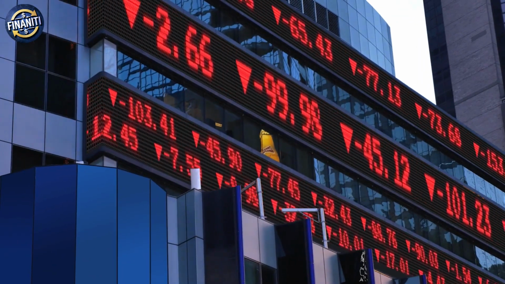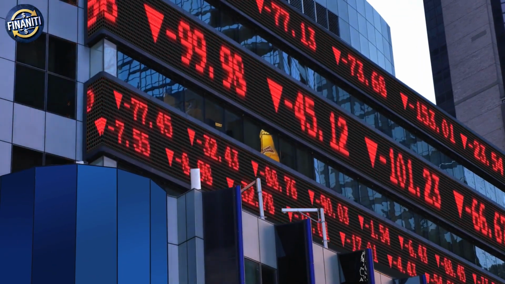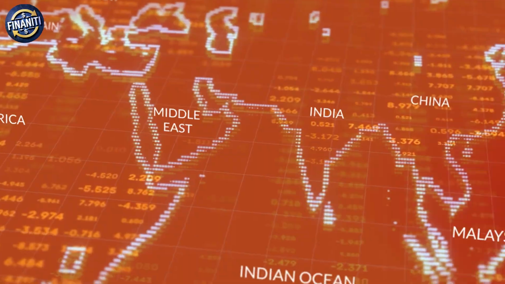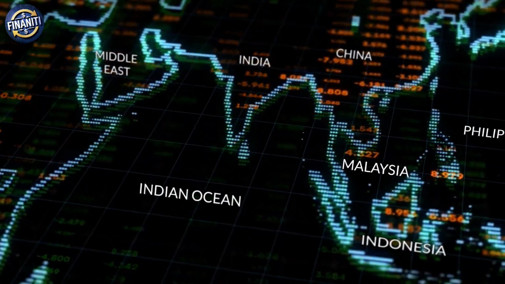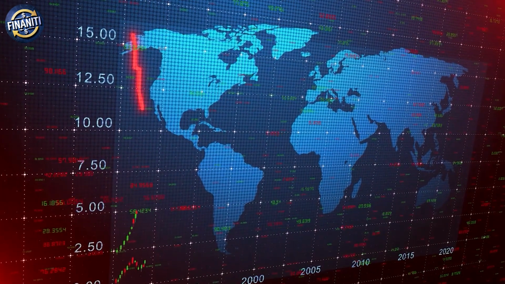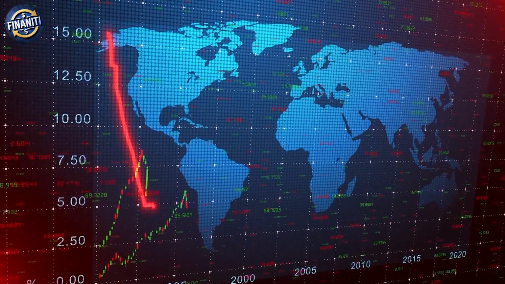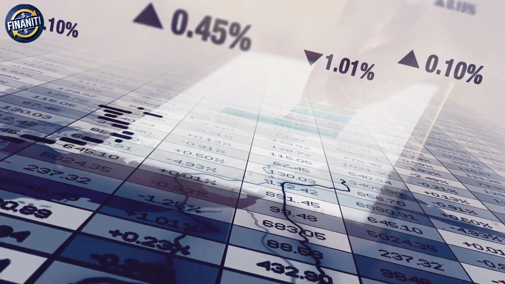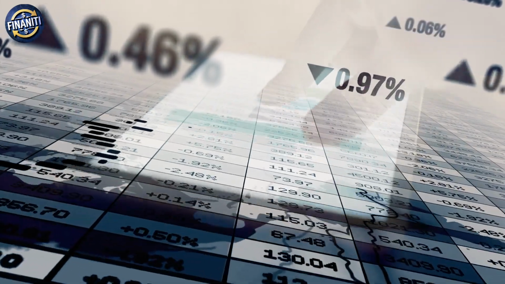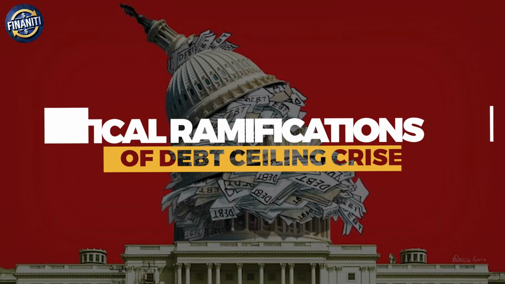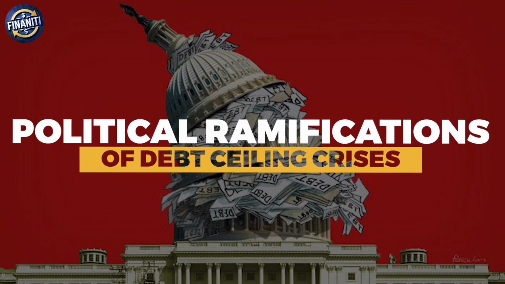The interconnectedness of financial systems means that a U.S. default could precipitate a global financial crisis reminiscent of the 2008 downturn. Countries that rely on U.S. financial stability would be forced to reassess their economic strategies, potentially leading to a realignment of global financial power structures. The trust in U.S. Treasury securities as a safe investment would be undermined, affecting everything from pension funds to foreign exchange reserves. Political ramifications of debt ceiling crisis.